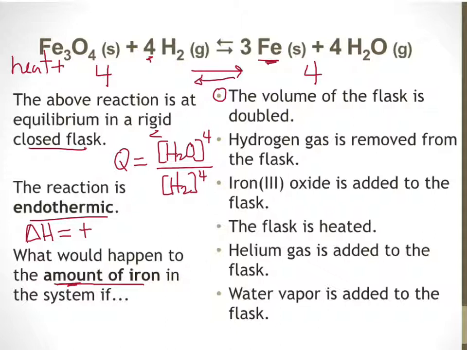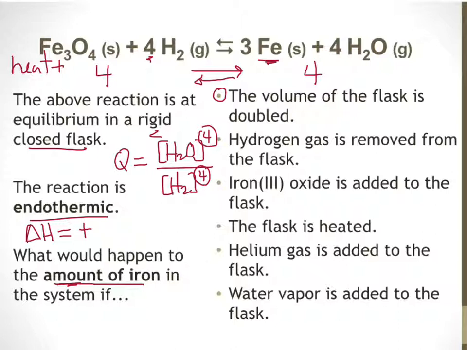Now, doubling the volume of the flask causes all the concentrations inside to decrease, and because they are going to decrease by the same amount, we look at the numerator, it's raised to the power of 4. The denominator is also raised to the power of 4. Therefore, the numerator and denominator will both be affected the same way. Therefore, Q will be unaffected by this change. Since Q was equal to K before the stress, Q will be equal to K after the stress. There'll be no shift in equilibrium.